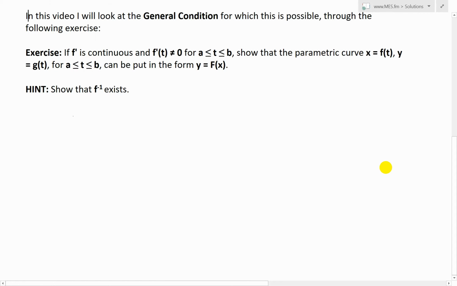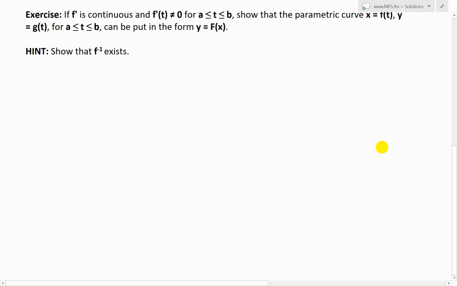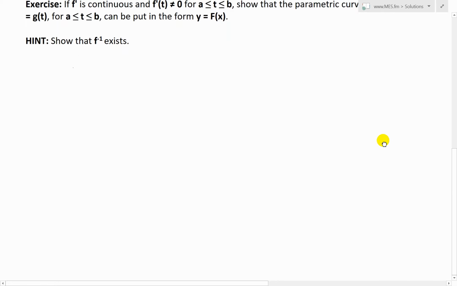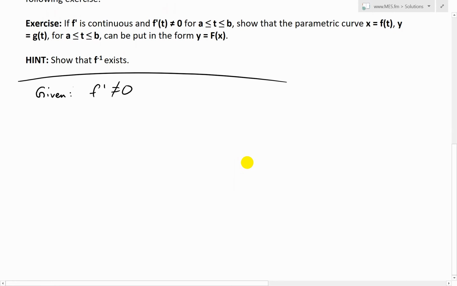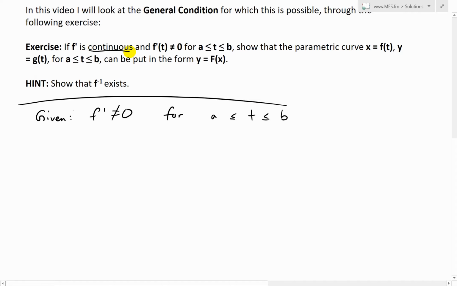The hint, from my calculus book, states: show that the inverse of f exists. The reason for that is, let's just write down what we have. We are given that f prime of t is not equal to 0 for a less than t less than or equal to b, and we're also told that f prime is continuous.